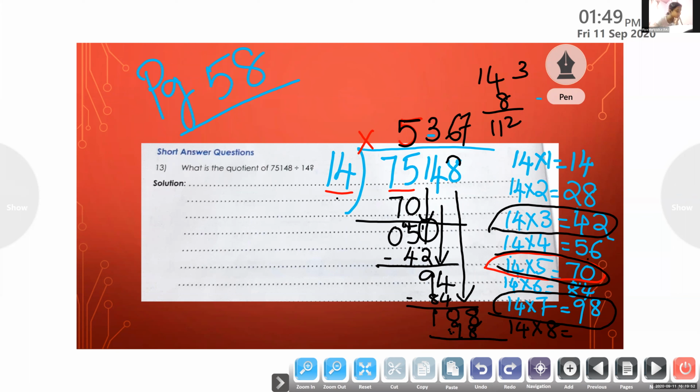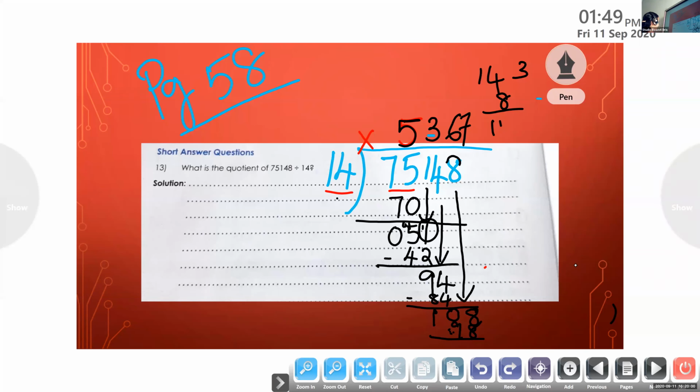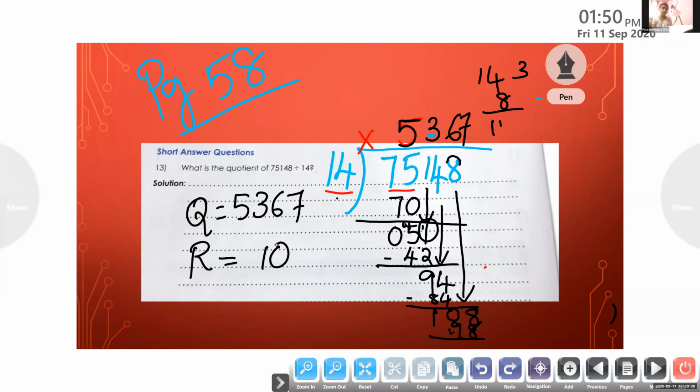So children, the quotient is, can you tell me the quotient, Anusri? 5,367. So how to read this number? 5,367. And what about the remainder? 10. What is the quotient of 75,148 when we divide by 14? So the answer is 5,367 and the remainder is 10.